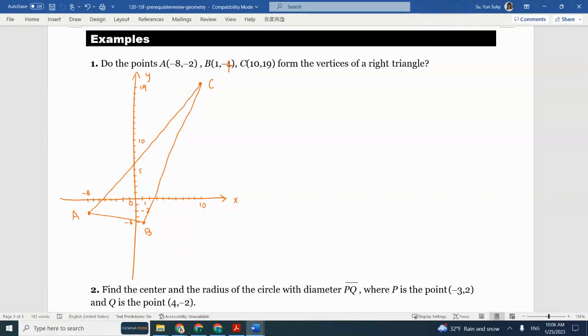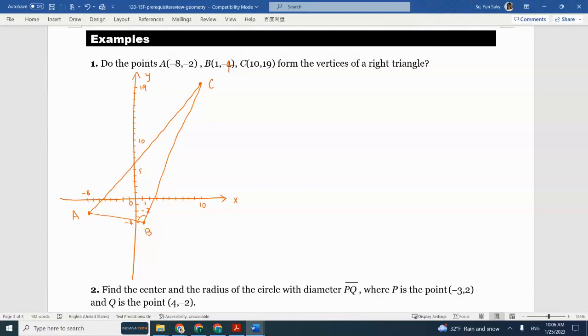Okay, you know why I changed the point B to 1, -4. Now it could be possible that angle B is a right angle. Yes, everybody? Okay, so how do we know whether the point B is a right angle?